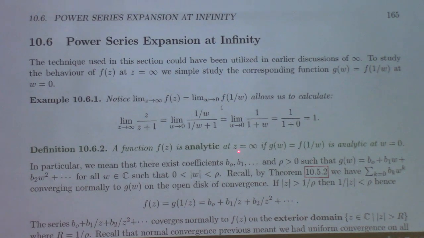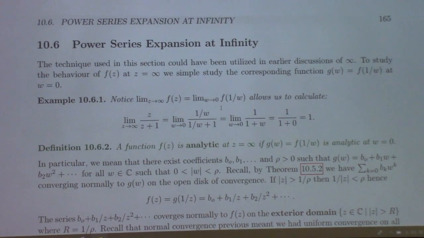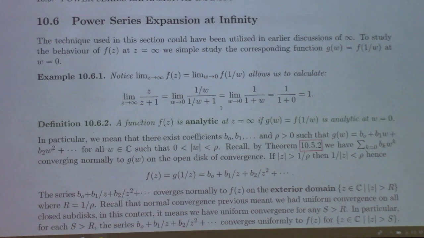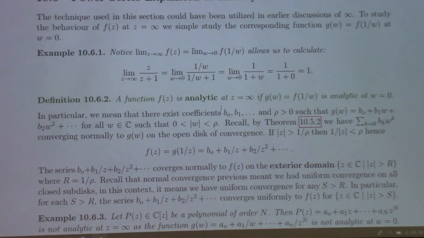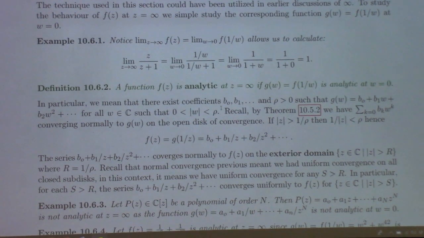So it's analytic at infinity if f of 1 over w is analytic at w equals 0. Analytic at something is equivalent to saying holomorphic at something, all right? Because analytic would just mean that there exists a power series, right? Now, here's a little bit more. So there exist coefficients b0, b1, and a rho greater than 0 such that this is convergent for all w within rho distance from 0.